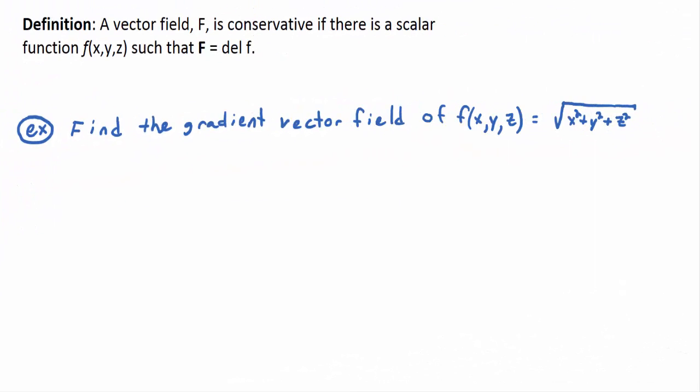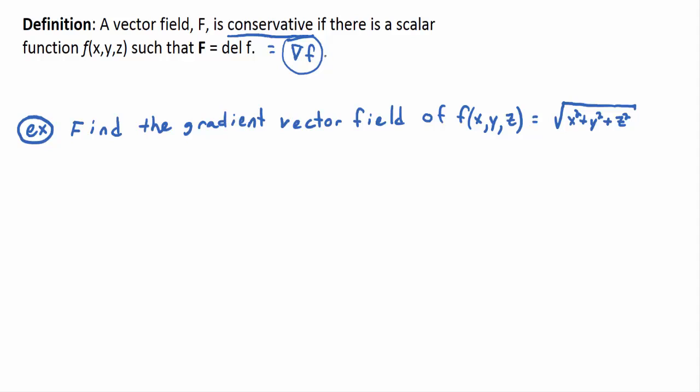There is a type of vector field you've already seen a couple chapters ago, and it has to do with this definition. A vector field F is conservative if there is a scalar function f of x, y, z such that you can take del little f, where little f stands for the scalar function, and get the vector field. Another way we've used to represent it is like this. Remember this symbolism?